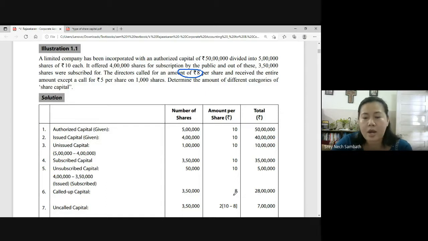So how much call up are they supposed to get? 8 rupees into 350,000, and if you have your calculator, it will become 28 lakhs. So that is the call up amount.